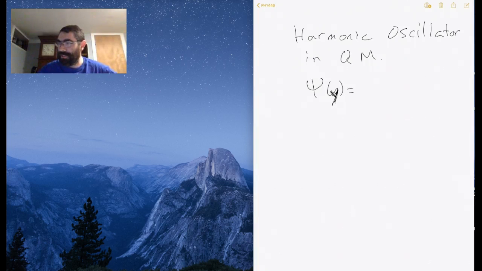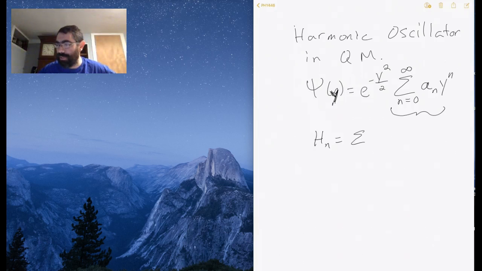was going to be e to the minus y squared over 2 times a series solution where n goes from 0 to infinity of a_n y to the power n. So we focused on this part right here, and we just called it h. So h was the summation of a_n y to the power n, where these a sub n's are just coefficients. They're numbers.